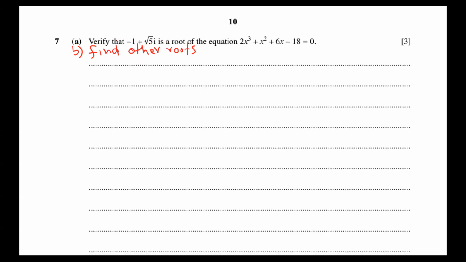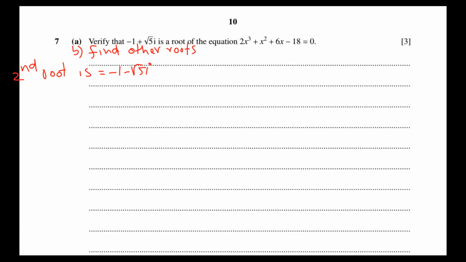How to find this? It is understood that this is one root, verified. Common sense, the second root is always the conjugate. So the second root is -1 minus root 5 iota. Conjugate means with iota, change the sign, and that is called conjugate.